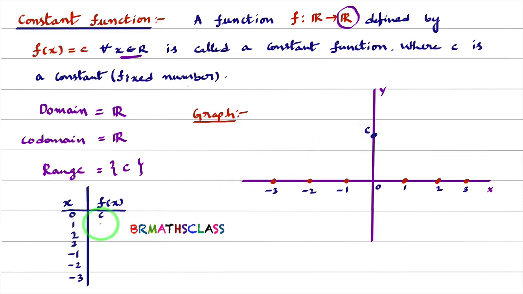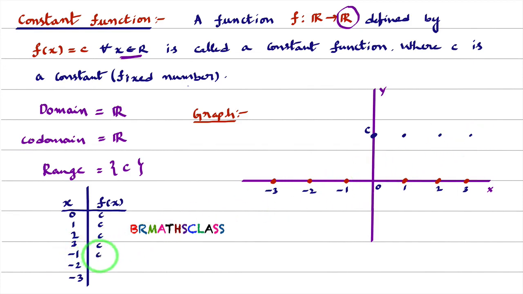f of 1 is what? f of 1 is c, as per the definition. So where does the point (1, c) lie? This is the point (1, c). Now, f of 2 is also c. So where does the point (2, c) lie? This is the point (2, c). You know how to plot a point on the graph. This length is 2 units, this length is c units, right? Next, f of 3 is also c. This is the point (3, c).